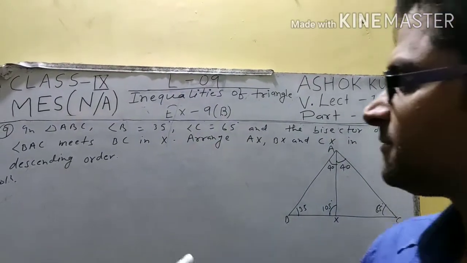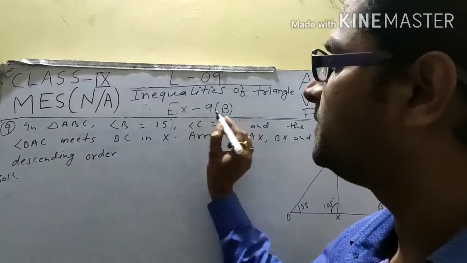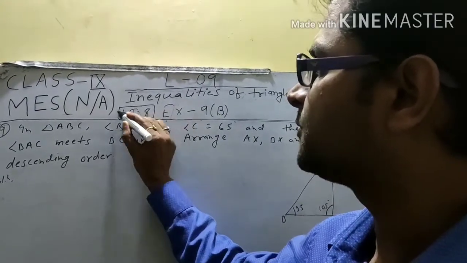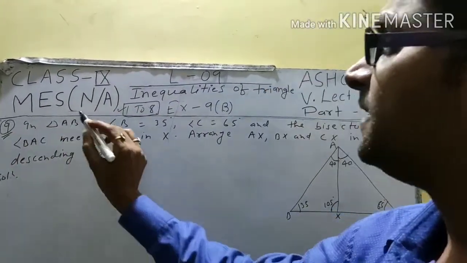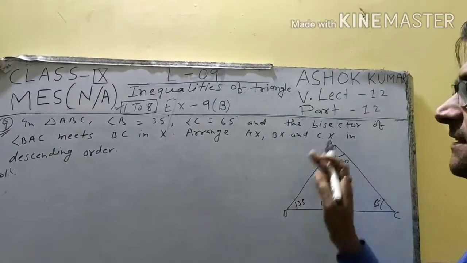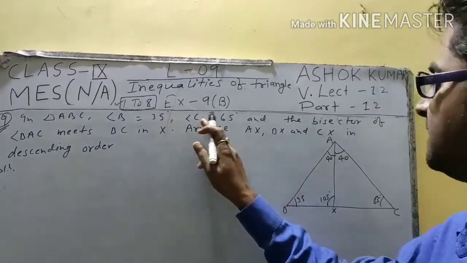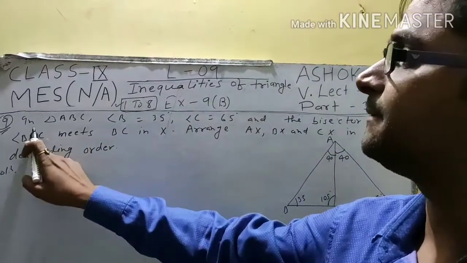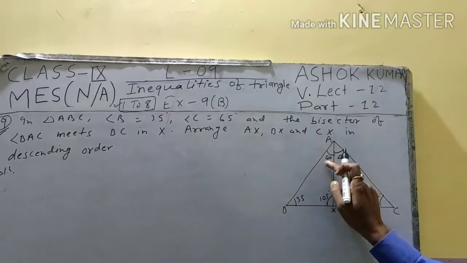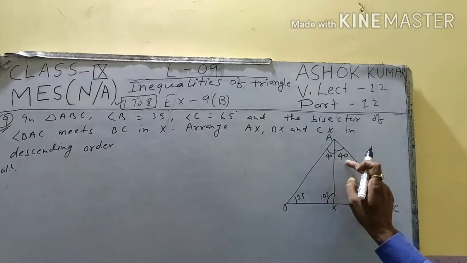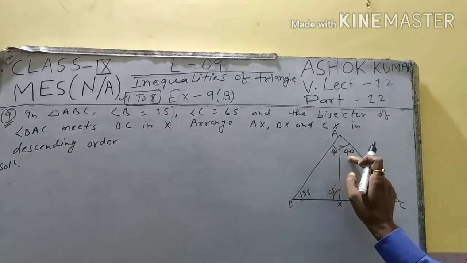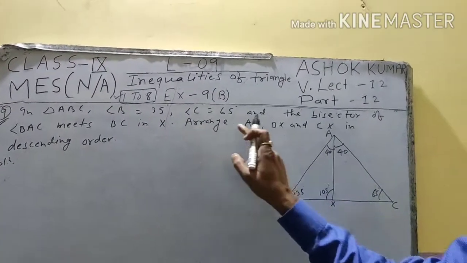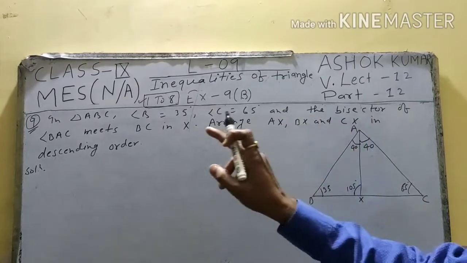Okay students, questions 1 to 8 in exercise 9b are completed. Here is question number 9. In triangle ABC, angle B is 35 degrees, angle C is 65 degrees, and the bisector of angle BAC makes this angle 40 degrees and this angle also 40 degrees, as given here. The bisector meets BC at point X. Arrange AX, BX and CX in descending order.